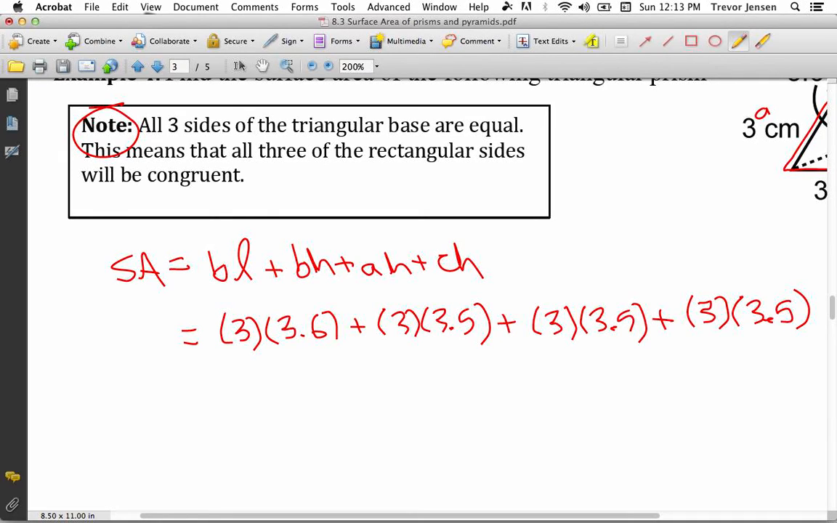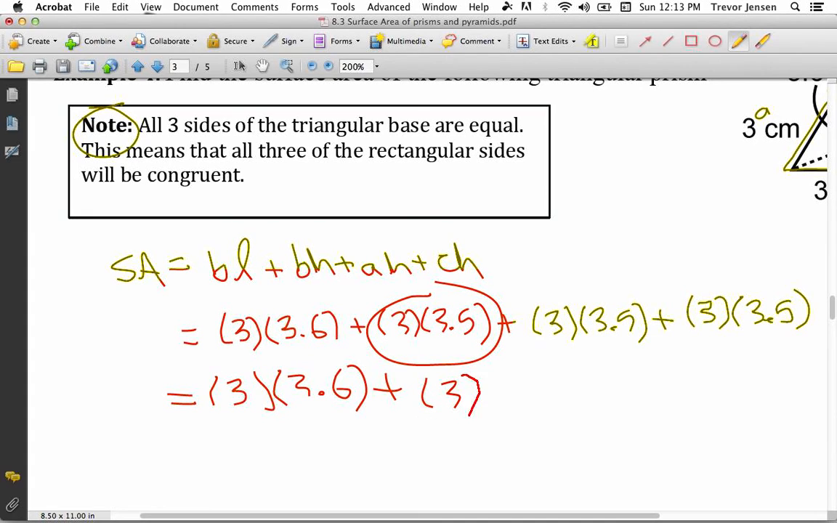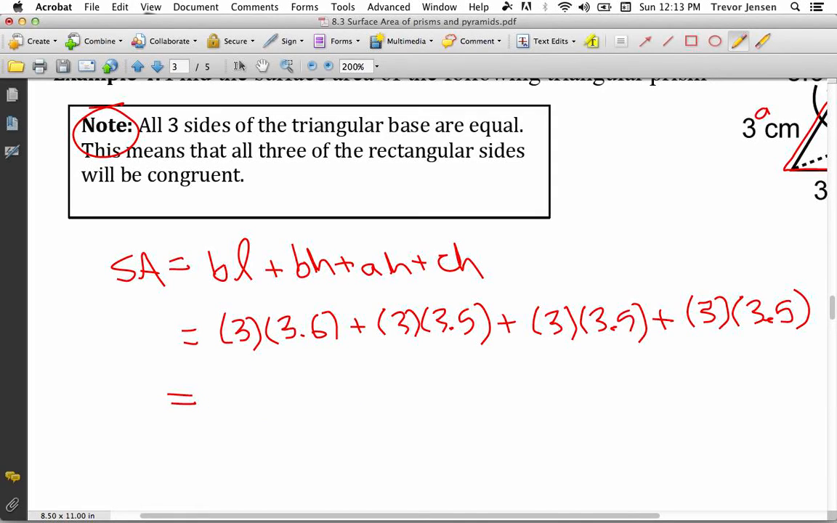So what I could do, so I have 3 times 3.6 plus, there's 3 of these things, so just multiply that by 3. So 3 times 3.5 would be fine. I could do that if I wanted to, or you could evaluate them all separately. And I'll just do that for now, just so you can even further see how all 3 of the rectangles are the same. So the area of both of my triangular bases put together is 3 times 3.6, which is 10.8.